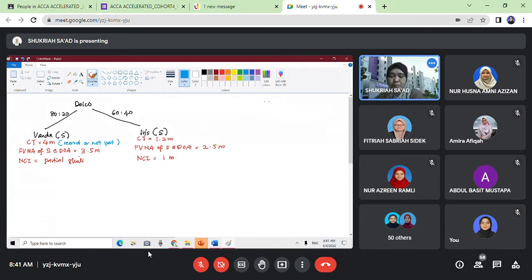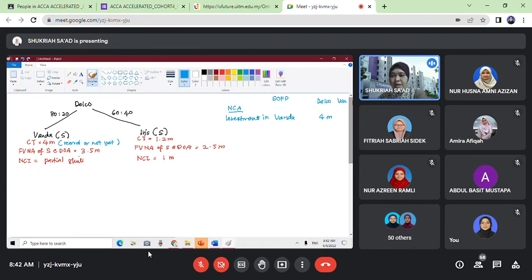So you have to go back to the statement of financial position provided. Look under non-current assets. Is there any item investment in Vanda, amount 4 million, under column Delco? Mesti ada kolom Delco, kolom Vanda. Because look here, we have 3 companies: Delco, Vanda, Iris.